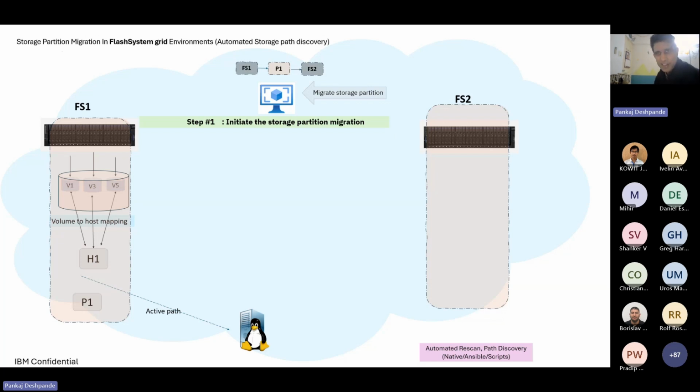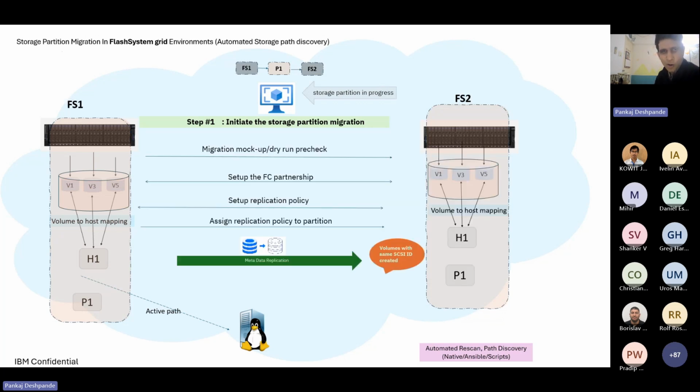So the migrate storage partition, the first intervention is to initiate the storage partition migration. And a lot of these actions happen in an automated way: the dry run pre-check, setting up Fiber Channel, or if not, then Ethernet, the setting up of the partnership, setting up of the replication policy, and assigning the replication policy to the partition. Then the metadata replication happens. Volumes with the same SCSI ID get created on either side.